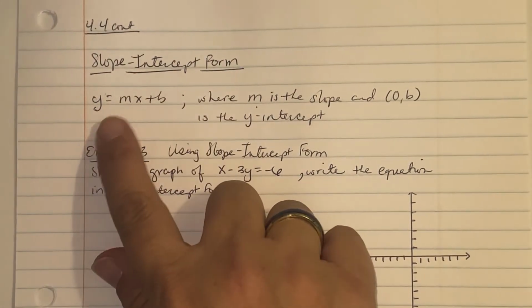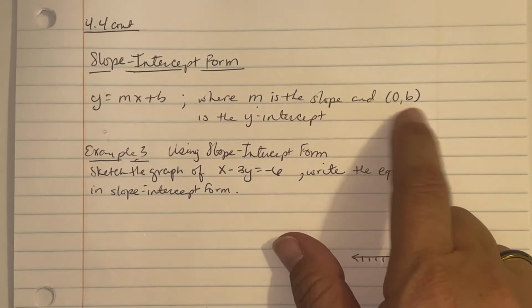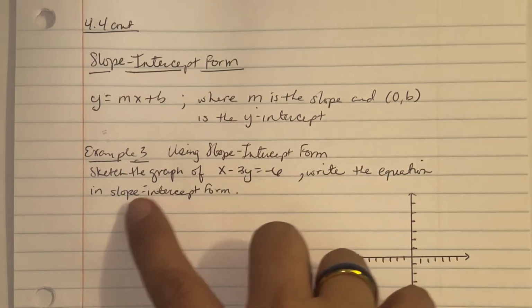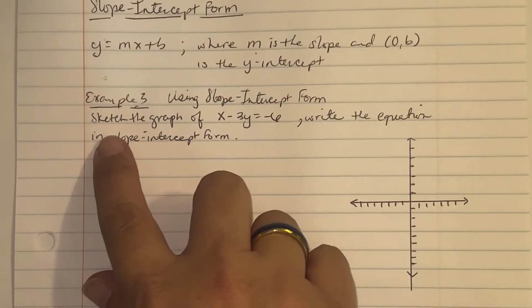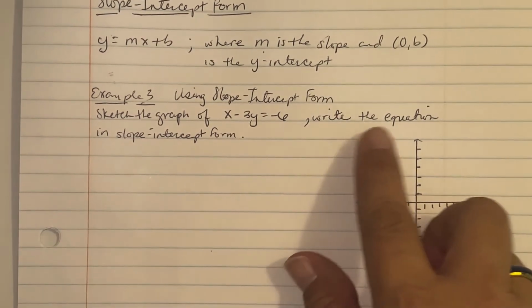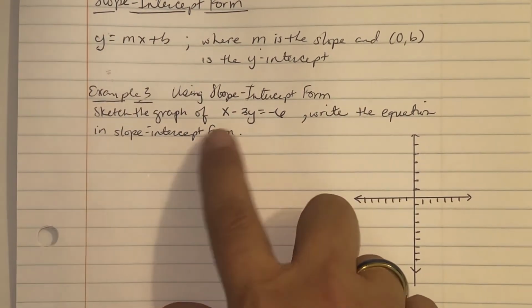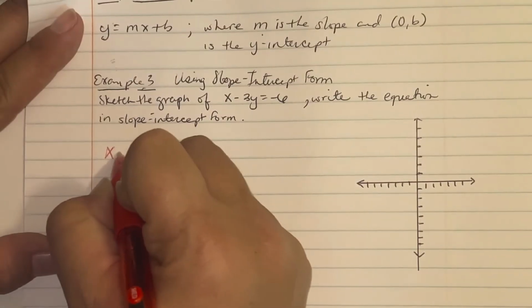Slope-intercept form, that's y equals mx plus b, where m is the slope and 0 comma b is the y-intercept. For example 3, we're going to use slope-intercept form. So they want us to sketch the graph of x minus 3y equal to negative 6. Write the equation in slope-intercept form. So they gave us an equation. So the first thing we're going to do is rewrite it to solve for y.